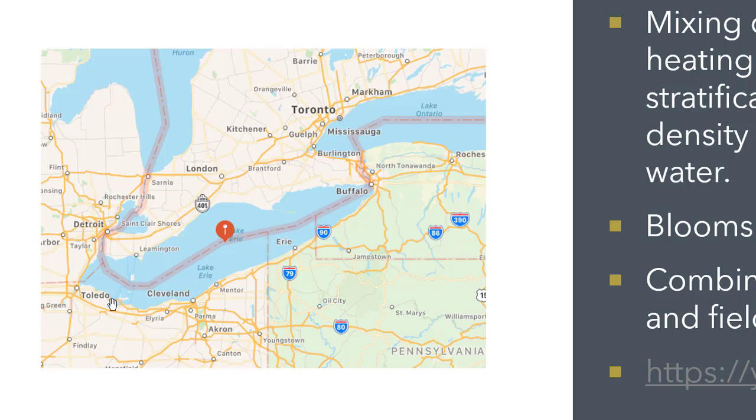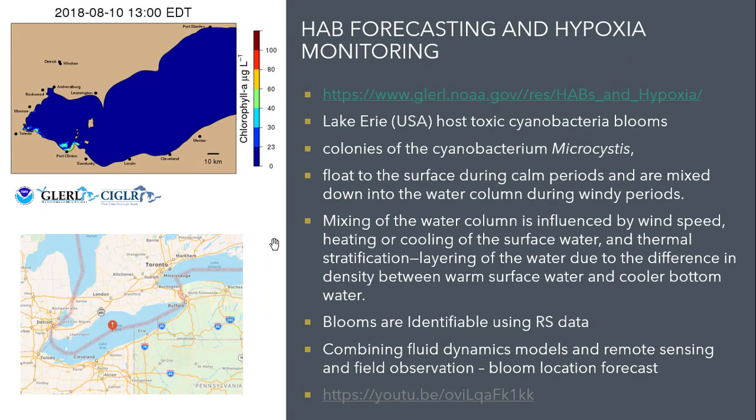These usually bring so many nutrients into the water body, which often result in the growth and the bloom of this algal cyanobacteria. So the colony found in Lake Erie is a colony of Microcystis. They float on the surface during calm periods, and they mix down into the water column during the windy period. So wind makes them mix down into the water body.